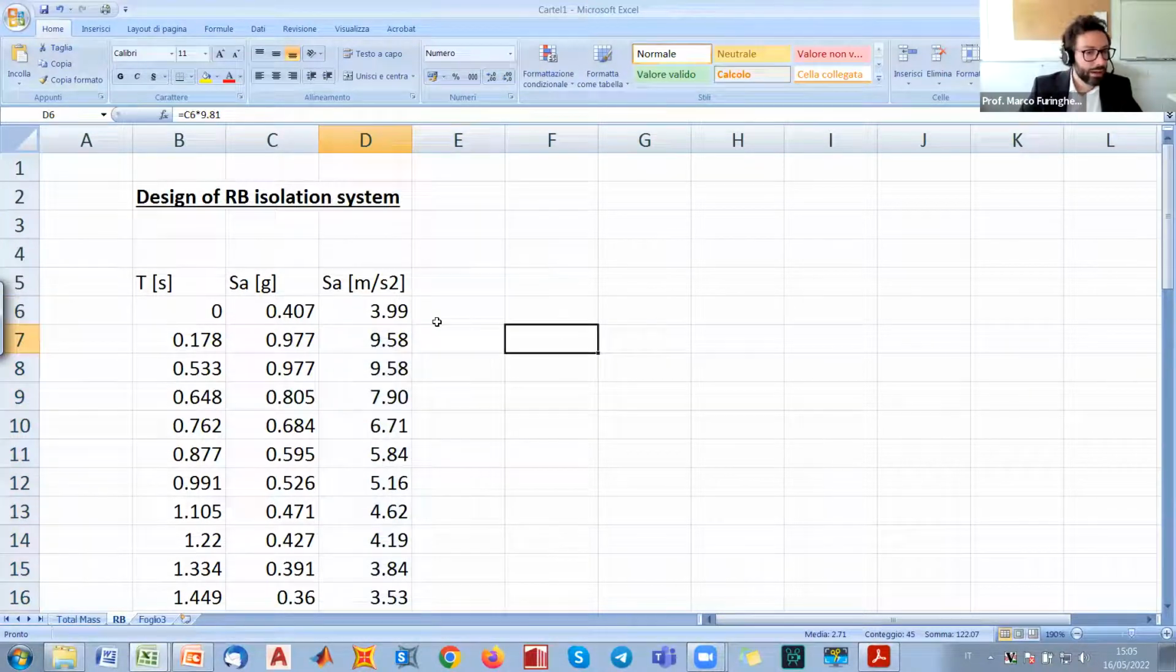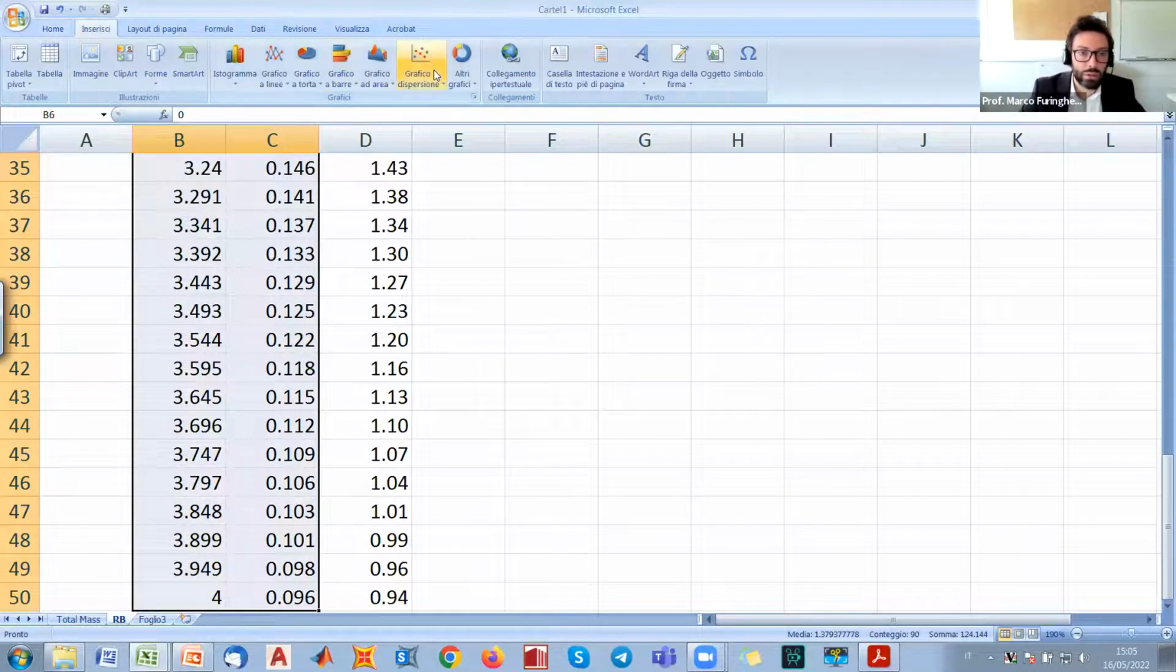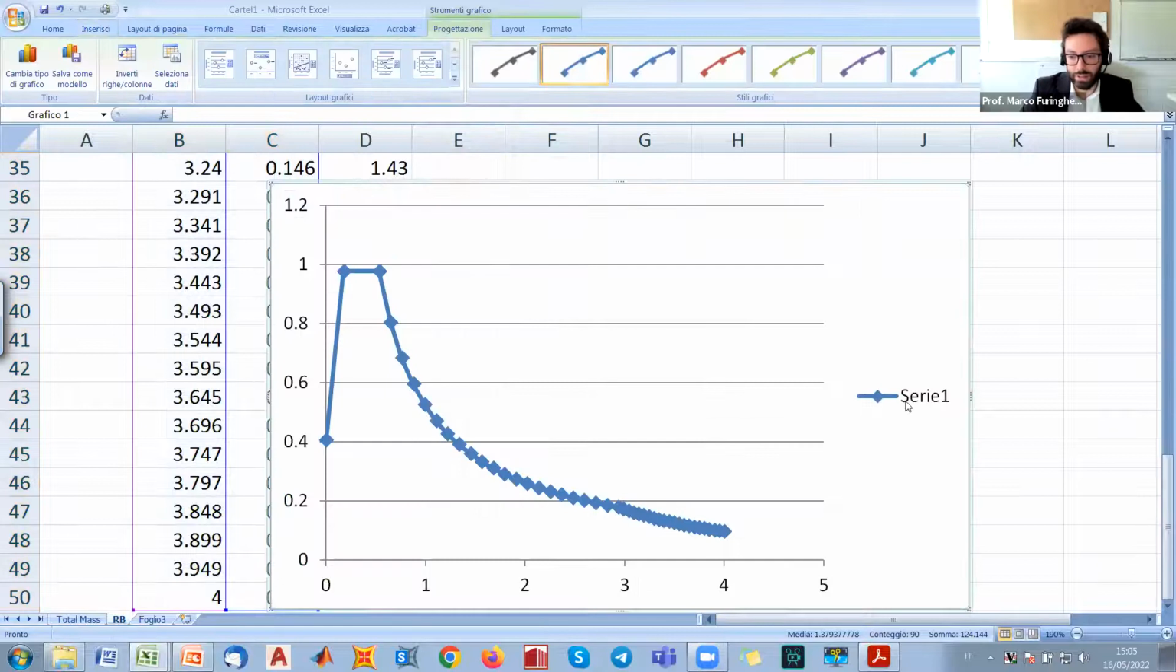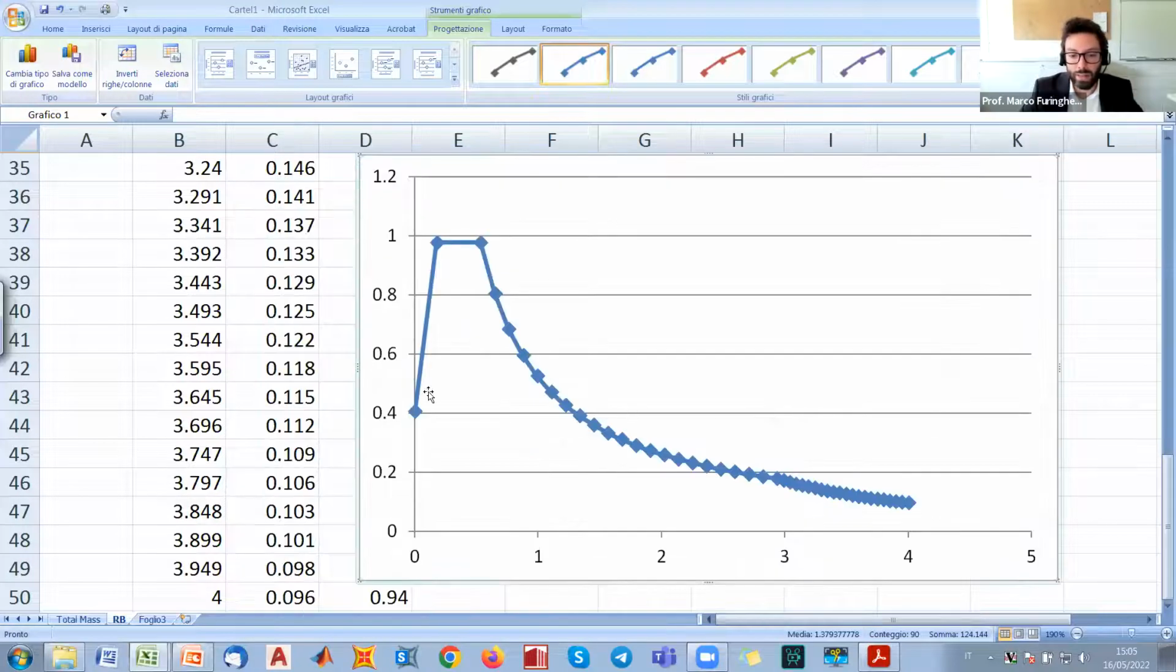So this is okay if you want to consider the graph. This is what we obtain. And you see the plateau, and the definition of this response spectrum is also important. You see that this graphical representation of the response spectrum provides all the points highlighted with markers.